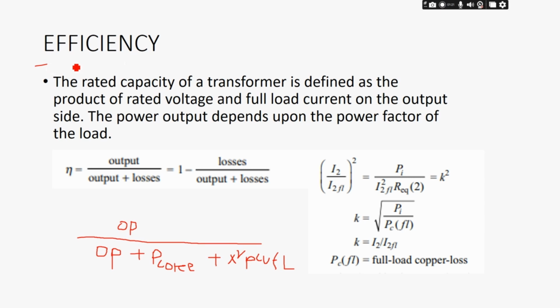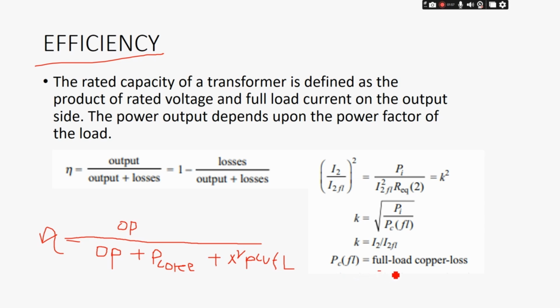Now another important thing is efficiency. We know efficiency is output by input, where the input we can write as output plus losses. Also, the output can be written as input minus losses. So from that we can get this type of expression. In the case of a transformer, the efficiency we can write as output by output plus the two losses available: P core and X square PCUFL.